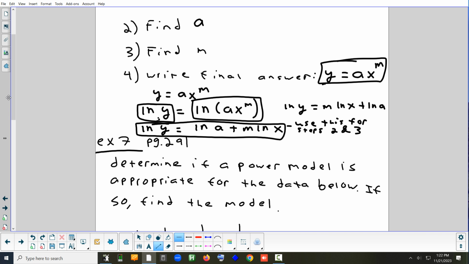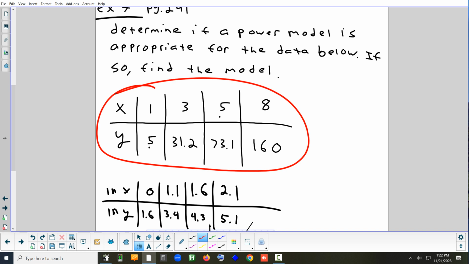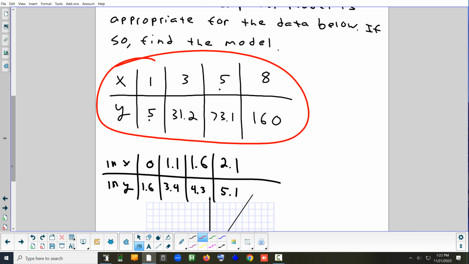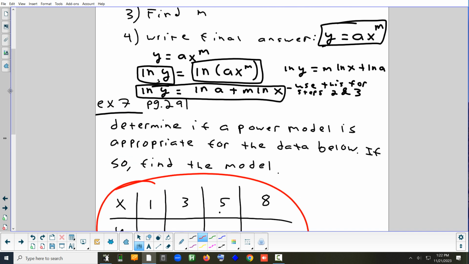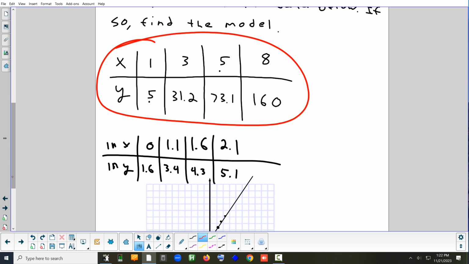I need A and L. Let's find A first. To find A, you're going to pick a point from this table and plug it into what we said right here, the equation we're using for steps 2 and 3. There's a point that, if you pick it, one of the values comes out to 0. Which coordinate could we pick from the original table?